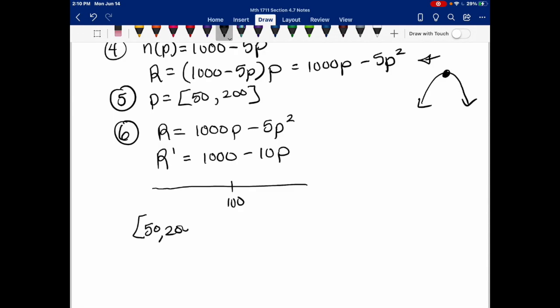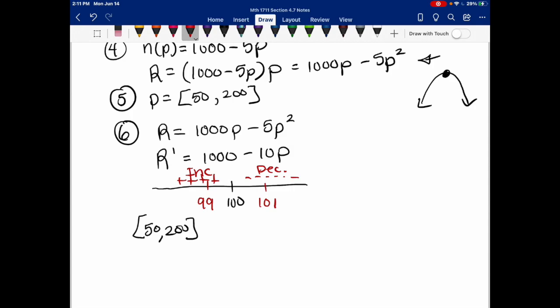Now, keep in mind that we want to stay between 50 and 200. So when I pick my test points, I want to make sure I pick test points on that interval. So I'm going to pick a test point to the left of 100, I'll use 99. To the right of 100, I'll use 101. Now, when I plug in 99 into the derivative, I'm going to get a positive value, which means on that interval, we're increasing. And then when I plug in 101, I'm going to get a negative value, which means on this interval, it's decreasing.